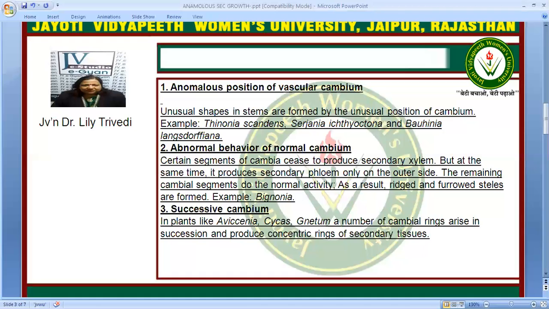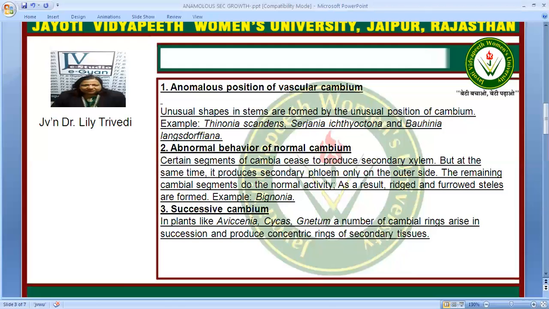Second is abnormal behavior of the normal cambium. Certain segments of cambia cease to produce secondary xylem, but at the same time, they produce secondary phloem on the outer side. So what happens? There is no normal activity, so ridged and furrowed stems are formed. The example for this is Bignonia.